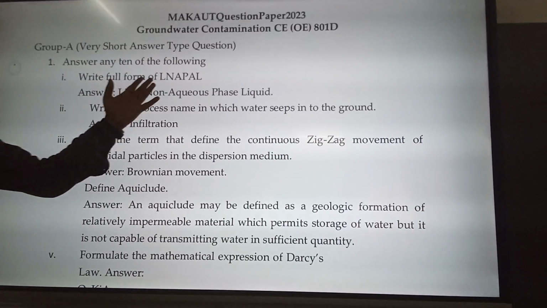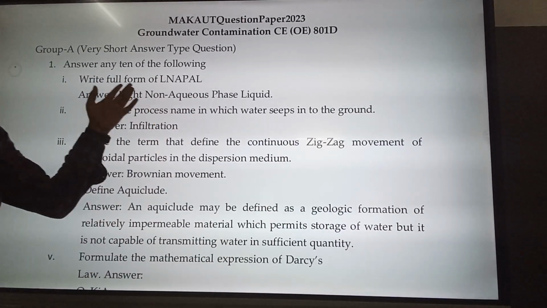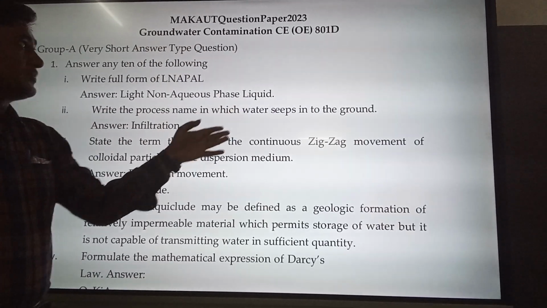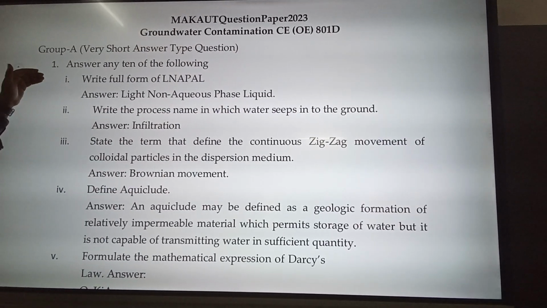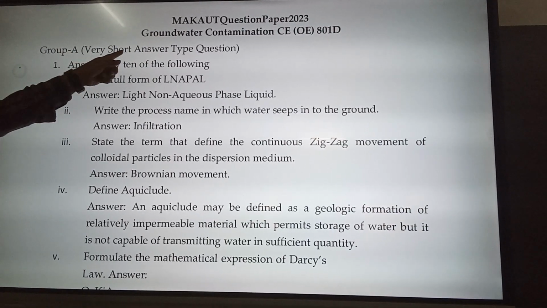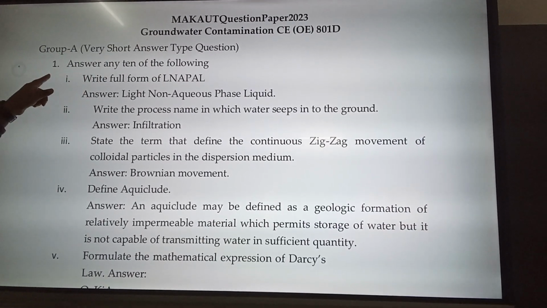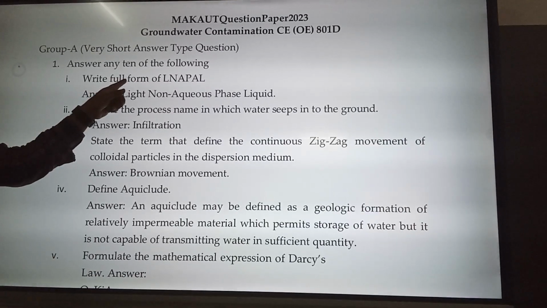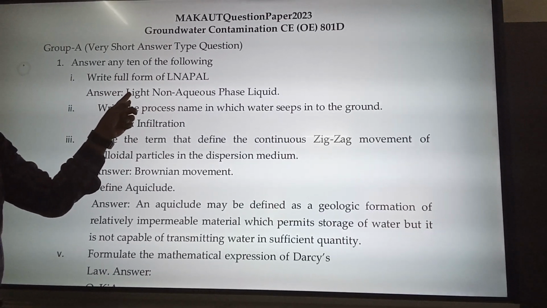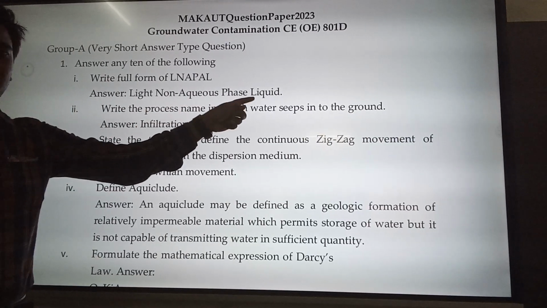So today we are going to discuss the previous year MAKAUT question paper of groundwater contamination. So first, we solve Group A, very short answer type questions. Number 1, write down the full form of LNAPL. The full form of LNAPL is light non-aqueous phase liquid.